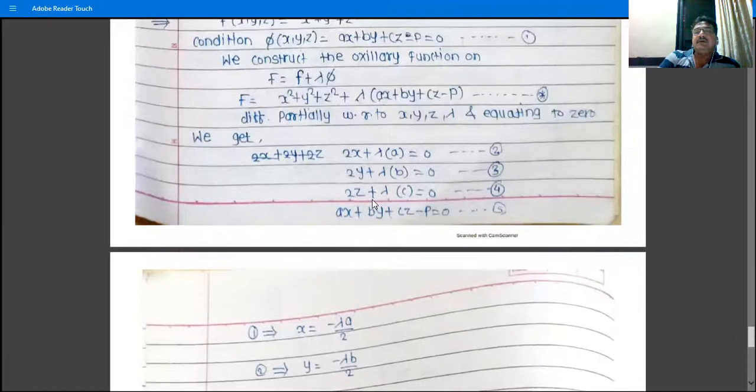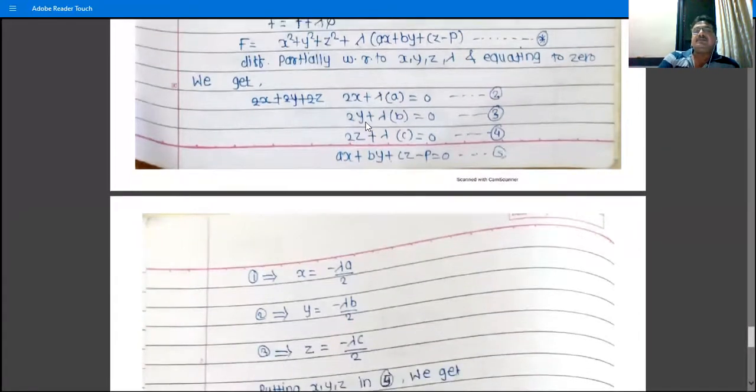That is, we now have to solve equations 1, 2, 3, 4, 5 for x, y, z, and find the values of x, y, z. So there are actually two methods. What is the first method? Here is the first method.